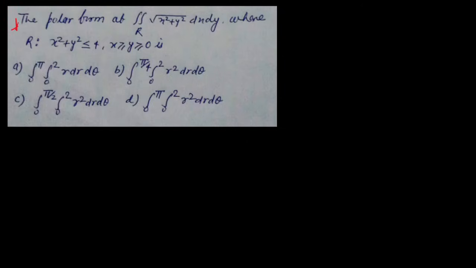The polar form where this is x square plus y square is less than or equal to 4. So this is x square plus y square less than or equal to 4, inside the circle, and x is greater than or equal to y is greater than or equal to 0. If I draw the line y is equal to x, as I have told you in the previous problem, we have to be in the first quadrant because both x and y are greater than or equal to 0, but x should be greater than or equal to y, meaning we have to take the bottom region, right?